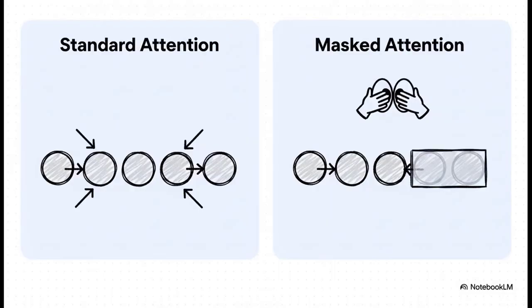So the solution is this really clever trick called masked attention. Sometimes you'll hear it called causal attention. And it's different from what we've been talking about. Standard attention gets to see everything at once, the whole sentence.